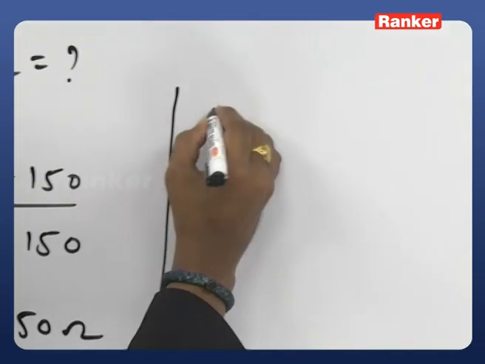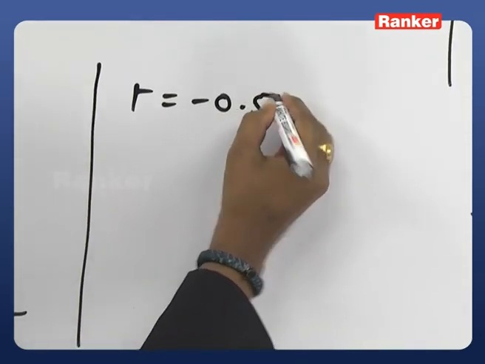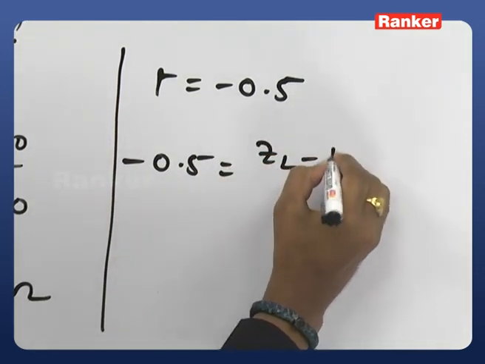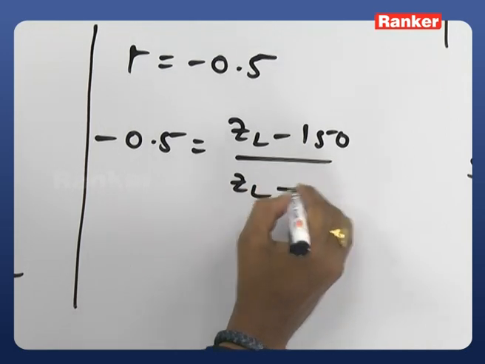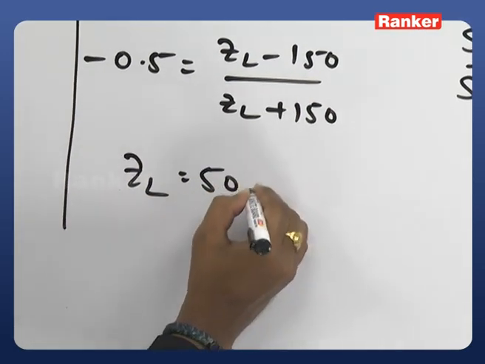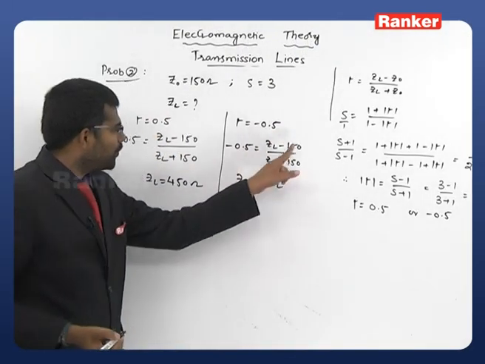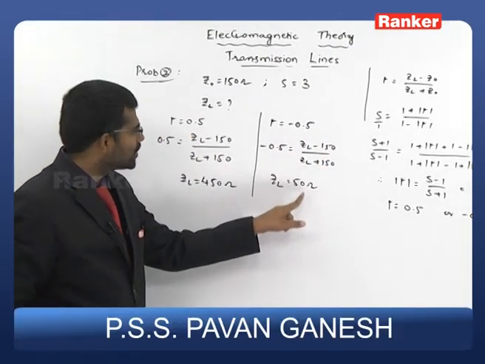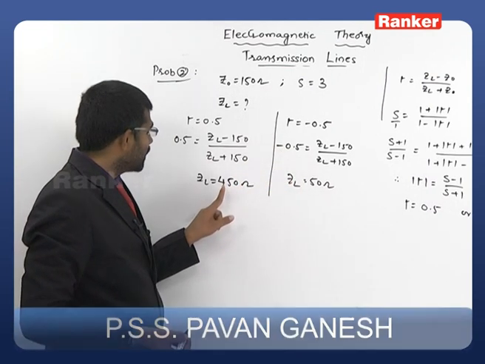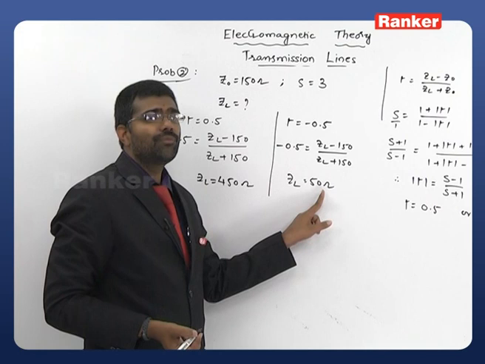And if you are considering gamma is equal to minus 0.5, then minus 0.5 is equal to ZL minus 150 divided by ZL plus 150, so ZL is equal to 50 ohms. So 50 minus 150 is minus 100, divided by 200 is minus 0.5. So purely you may get either 450 ohms or 50 ohms.